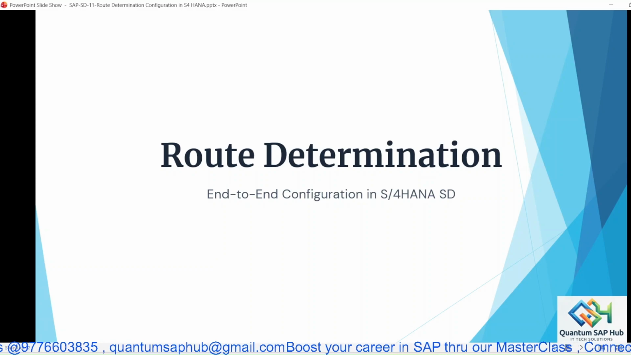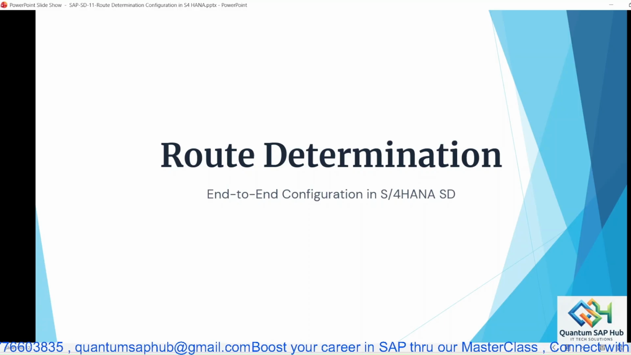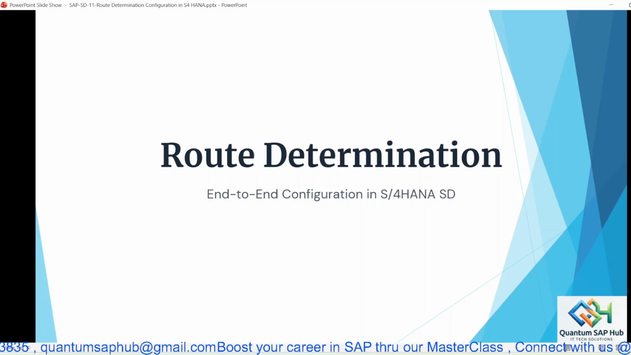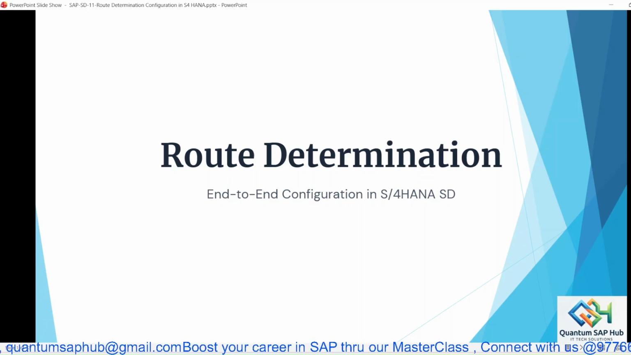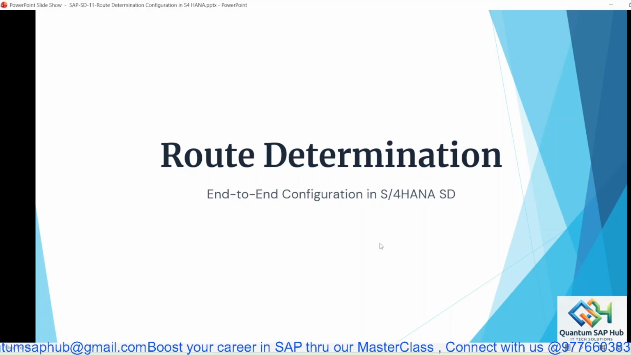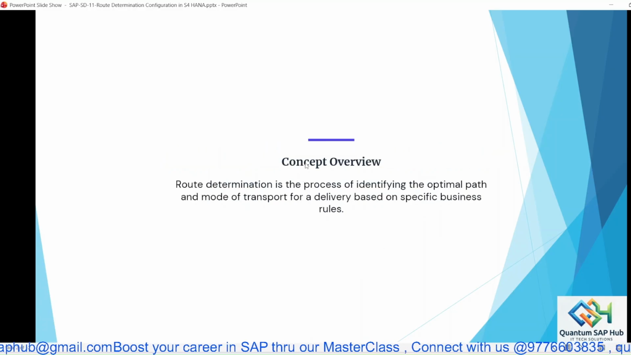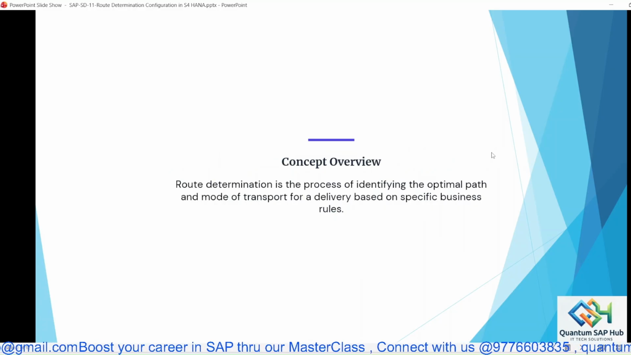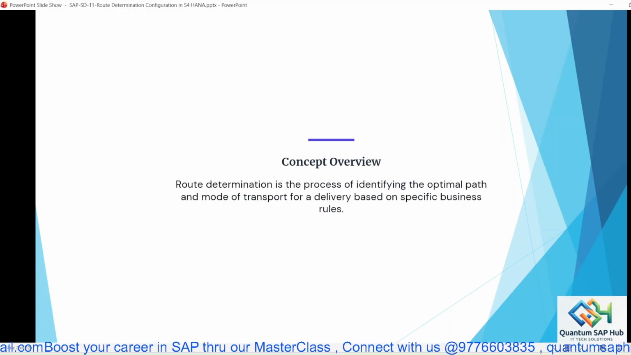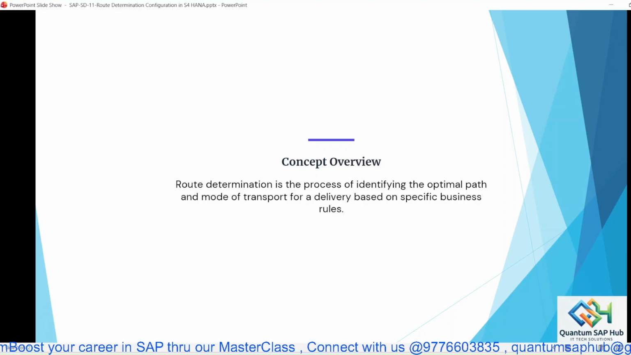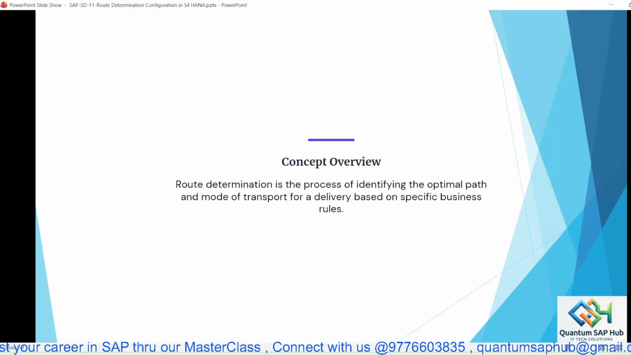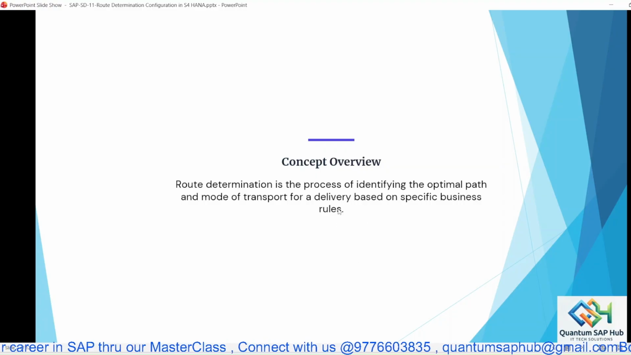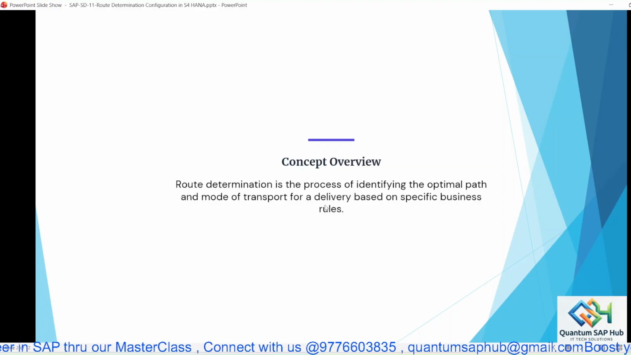So this class is all about route determination. Let us understand how it is configured end-to-end in S/4HANA SD. Before we do it in SAP, let us understand the concepts behind route determination. This is a process of identifying the optimal path and mode of transport for a delivery based on specific business rules.